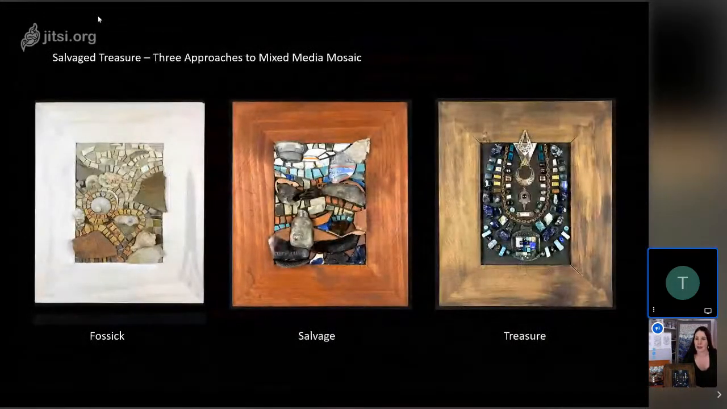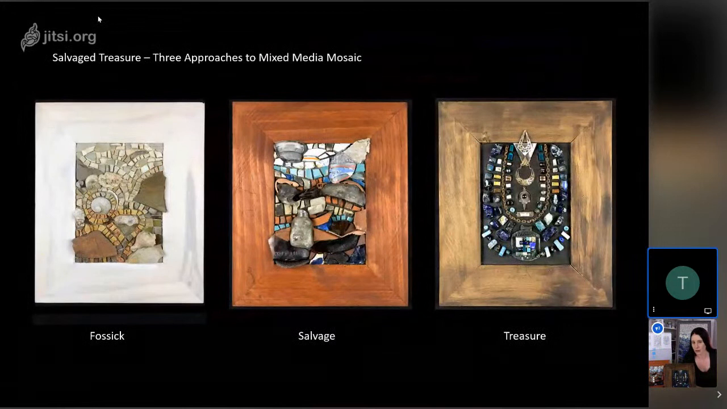Okay, so that includes my spiel about my own work. I could honestly talk about it for years, but that's not why we're here. We're here to really discuss this course. As you can see, we have the three samples here on the screen, and this is really about three different approaches to mixed media mosaics.